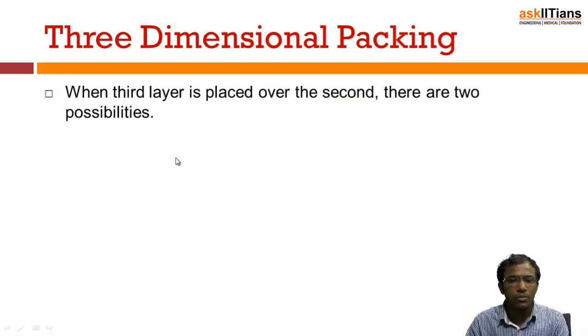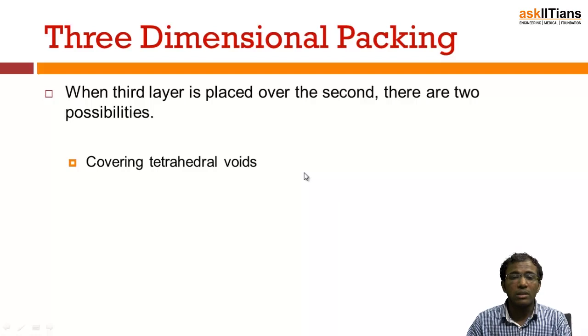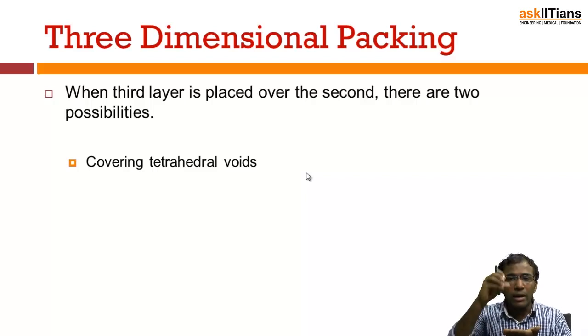Let's see. When the third layer is placed above the second, there are two possibilities. You can put it in two ways. So first is covering the tetrahedral voids. By placing the second layer on the first layer, we got tetrahedral voids, right? And we also got octahedral voids. So if you put the third layer in such a way that it covers the tetrahedral voids, you will get one type of arrangement.